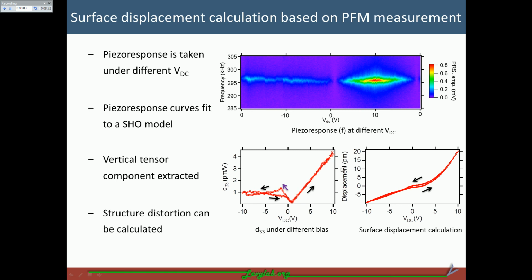Quantitative piezo response analysis was also applied to the measurement. This figure shows the piezo response spectrum taken on different sites. From each spectrum, we can fit to a simple harmonic oscillator model and extract the vertical tensor component as shown. By integration, we can calculate the structural distortion, which is shown in this graph.